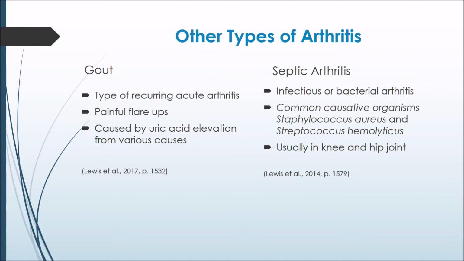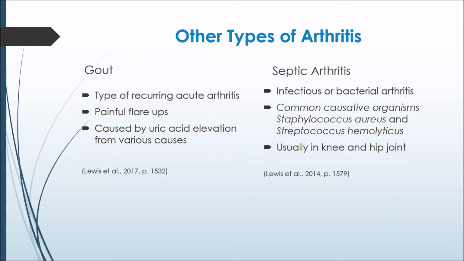The first one we'll talk about today is gout, which is a type of recurring acute arthritis characterized by accumulation of uric acid crystals in one or more joints. There are usually painful flare-ups that last days to weeks, and then they're followed by long periods without symptoms. Gout is caused by increased uric acid production, reduced excretion of uric acid by the kidneys, or an increased intake of foods containing purines.